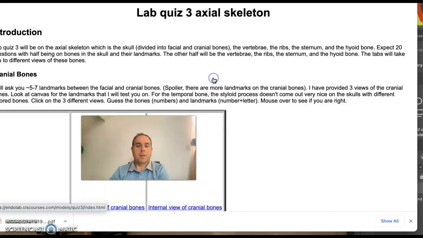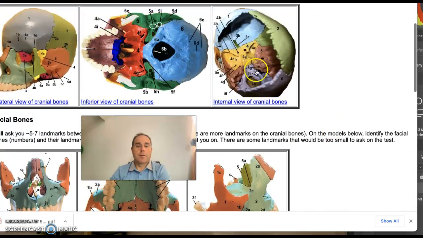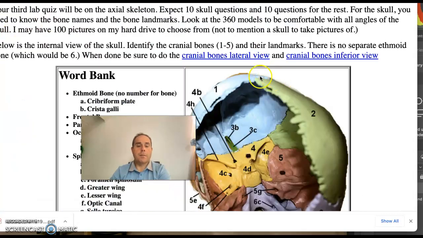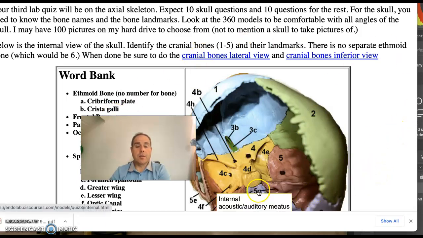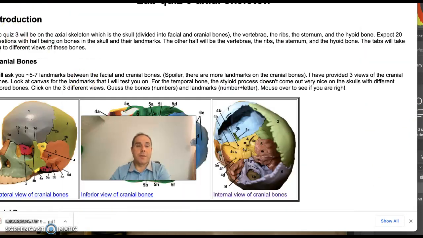I'm going to click on axial skeleton. I'm going to pick a model, and frontal bone, parietal bone, temporal bone. So you could guess what the numbers are and then move the mouse over, and it tells you what it is. So the pandemic was actually a great excuse for me to do this.